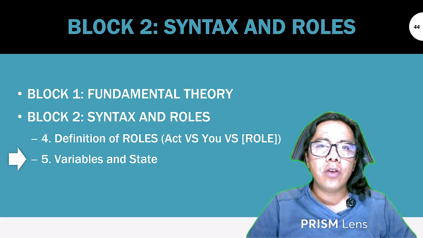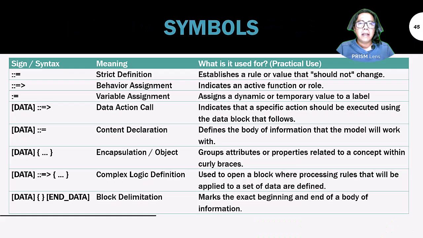Before diving into variables and encapsulation, we need to look at some symbols that are important for symbolic prompting. Definition and constant. Establish the rule values that should not change. Next, indicate an operation that must be executed. Dynamic assignment. Assign a value that can change. Indicates that a specific action should be executed using the data block that follows.